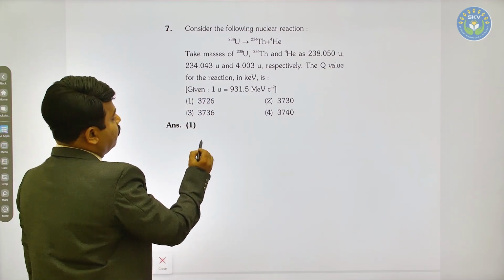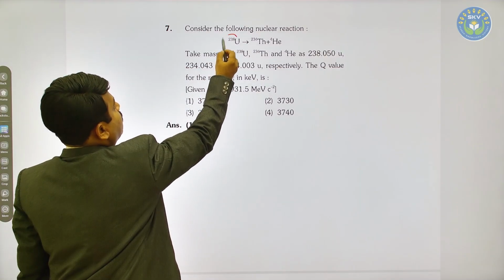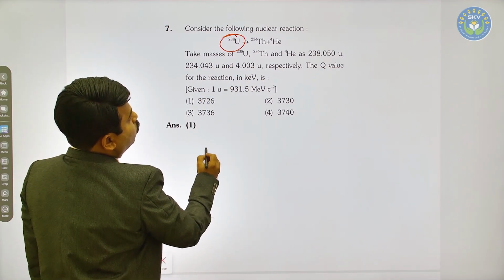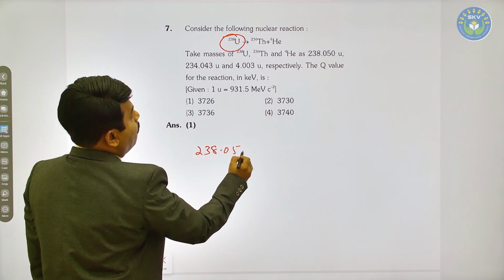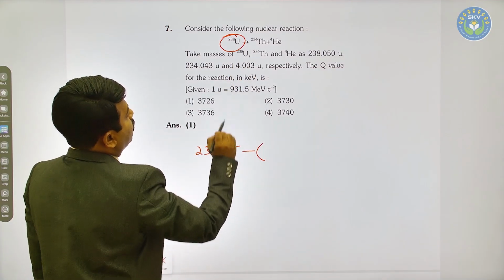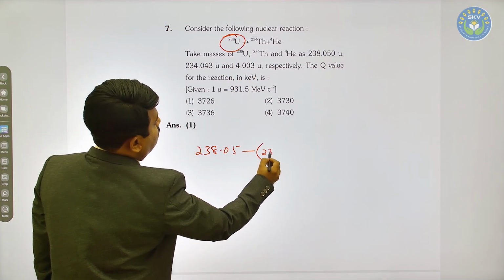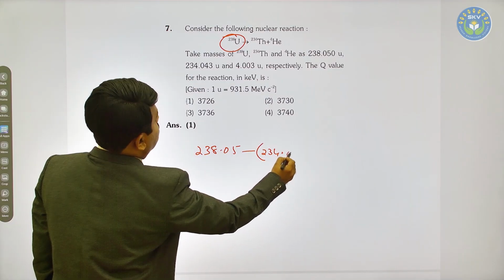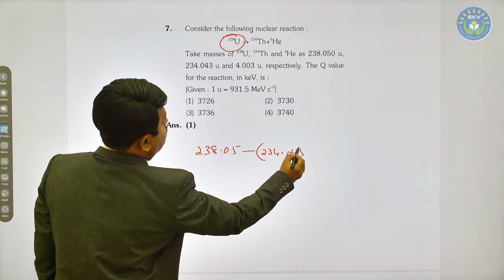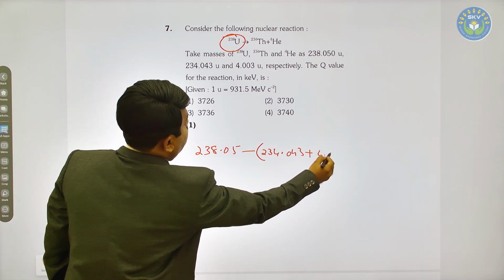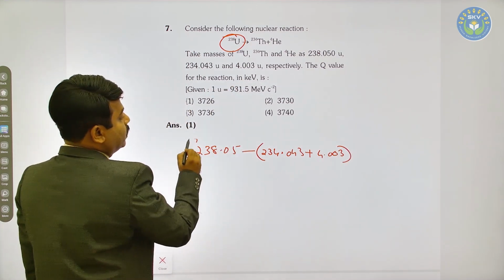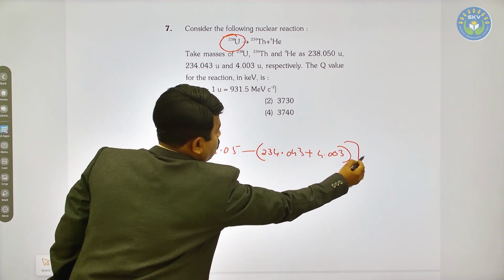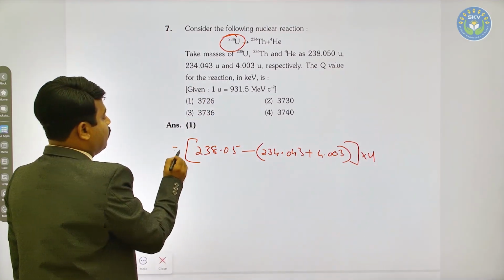What is the mass defect? The mass defect is the left hand side mass, that is given, 238.05, minus the total product mass, that is 234.043, right, plus 4.003, right? This much u, that means this much into u, right? This is the mass defect.